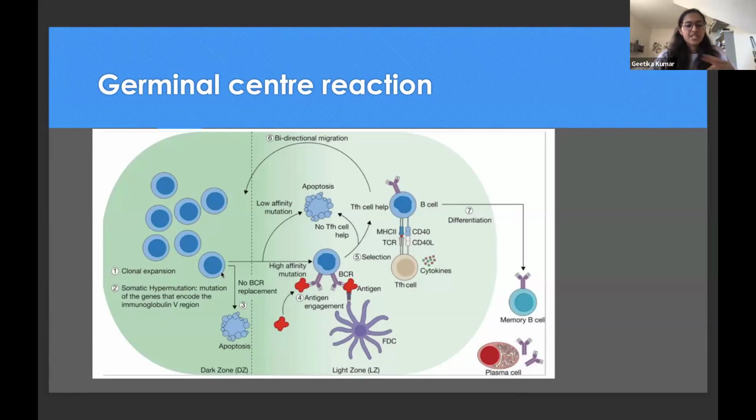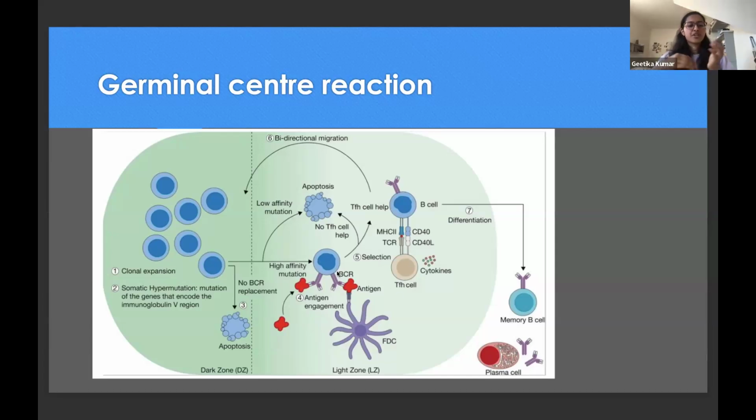When you get mutations, some of them will be higher affinity mutations. Then these cells are selected again by the T follicular helper cells, and this reaction continues in a circle. After a few rounds of affinity maturation, the B cells terminally differentiate and are sent out into the circulation as either plasma cells, so they secrete antibodies, or as memory B cells, so they remain for mounting a second immune response.